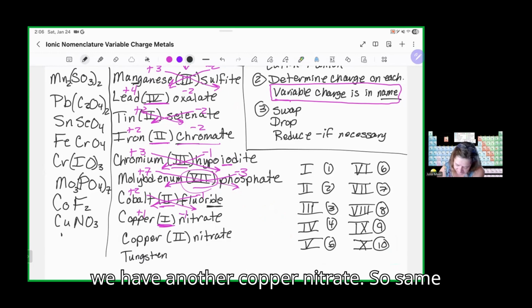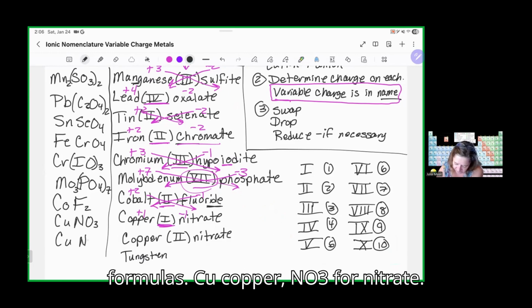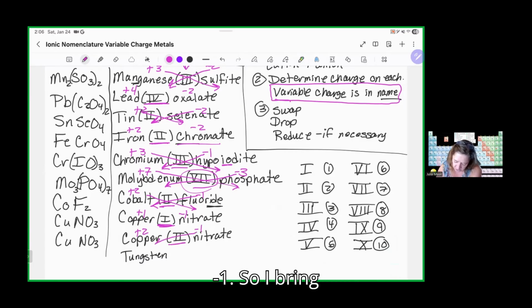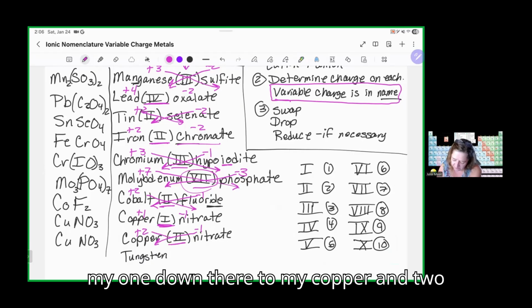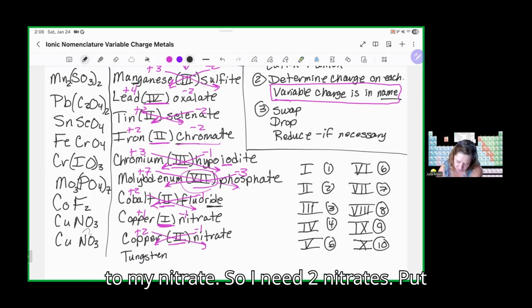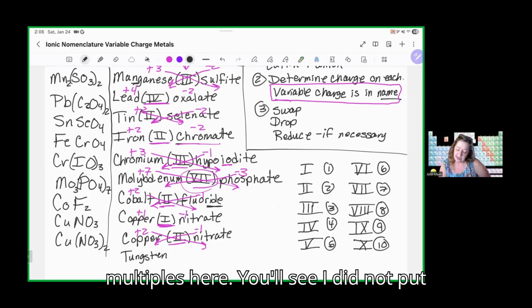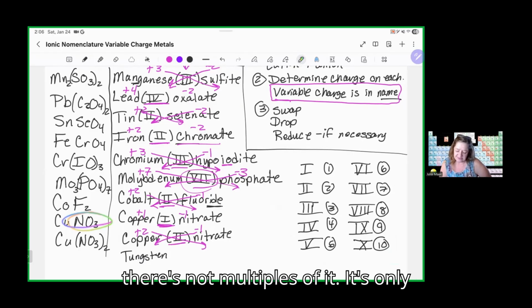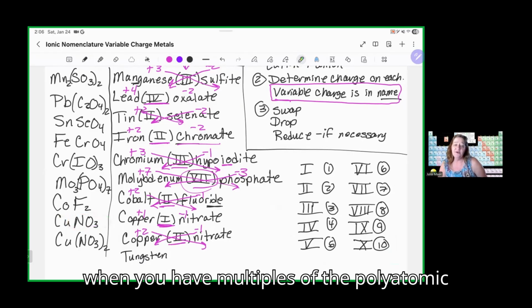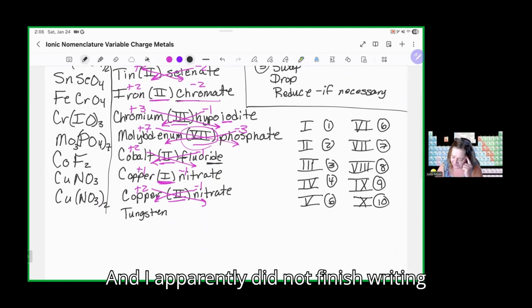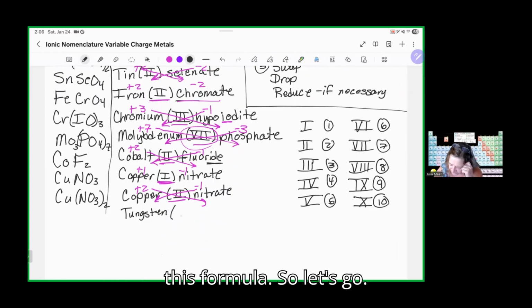Okay, now we have another copper nitrate. So same formulas, Cu for copper, NO3 for nitrate. Our name told us now this is copper(II). Our nitrate's still a -1. So I bring my 1 down to my copper and 2 to my nitrate. So I need 2 nitrates. Put it in parentheses because there's multiples. Here you'll see I did not put that nitrate in parentheses because there's not multiples of it. It's only when you have multiples of a polyatomic that you have to put it in parentheses. And I apparently did not finish writing this formula. So let's go.